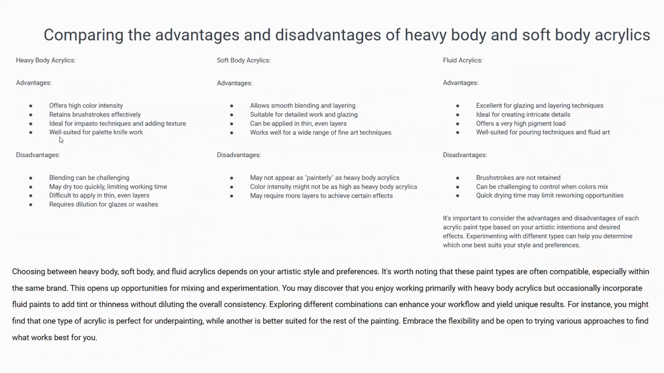Again, heavy body offers high color intensity, retains its brush strokes, and is ideal for impasto or texture or palette knife. Blending can be challenging, which is why sometimes you want to switch to a soft body or fluid for glazing. They dry quickly unless you're going really thickly with them. And you have to dilute it for glazes or washes, which I will show you what to use for that.